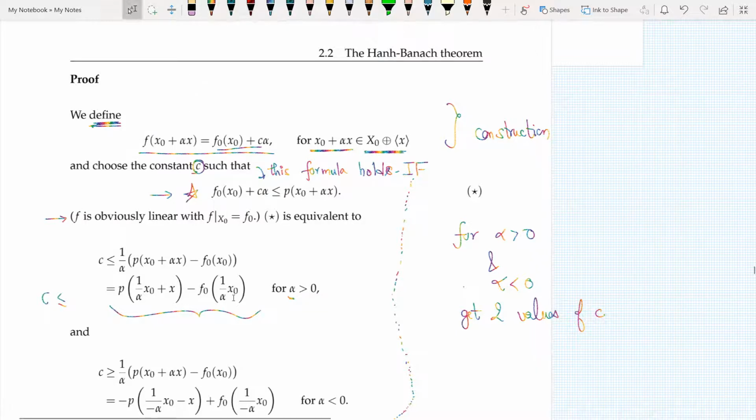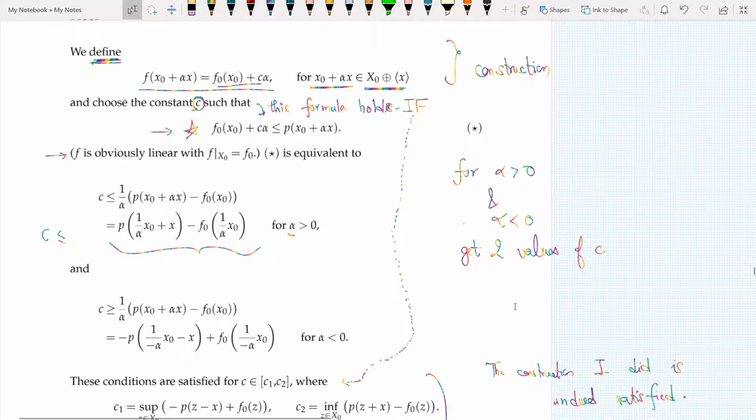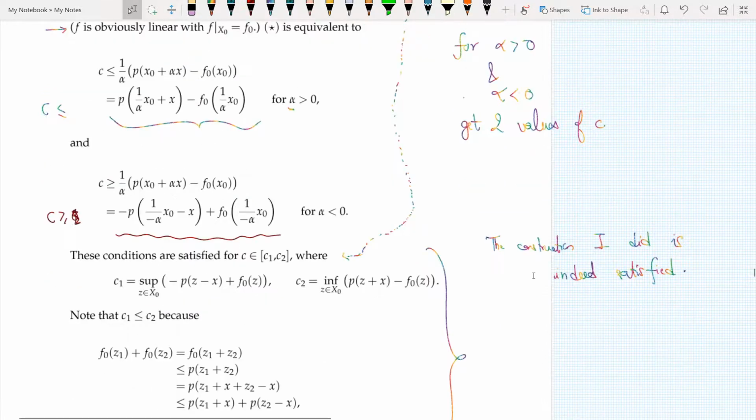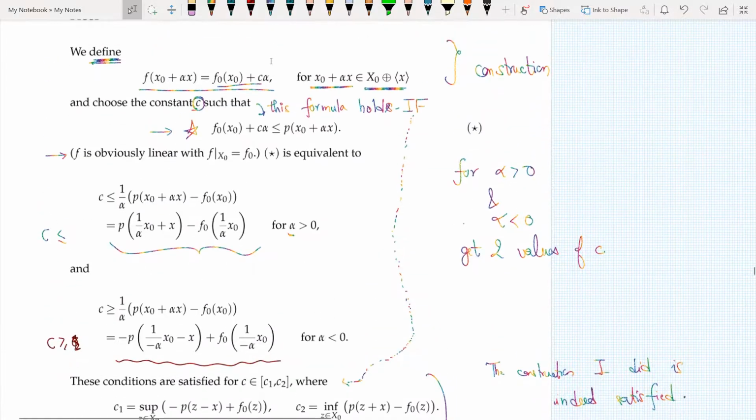Now what do I do when I take my alpha to be negative? When I take alpha negative, I do the same operation. But this time, since my alpha is negative, the sign changes. So c has to be greater than or equal to this quantity for alpha less than or equal to 0. And now what I want to do is find a range of c such that this formula holds. So if I can find a range of c within which this equation is satisfied, then my work is done.